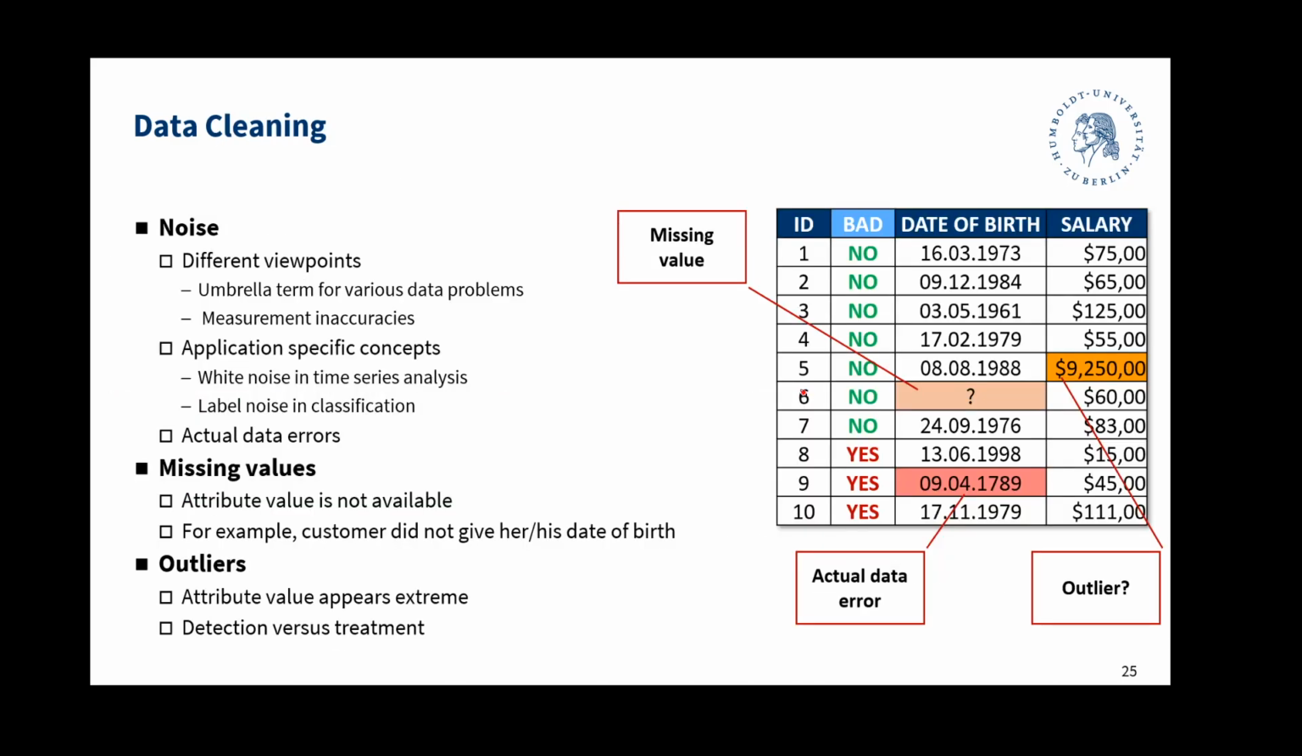But let's move on. Data cleaning. In a nutshell, we have to deal with noise in the data, missing values and outliers. And in my example on the right hand side, I am trying to sketch what these are. Missing values: no information available. We have a data set with a target, bad, so I'm once again in the space of credit scoring. Bad means a bad payer, a customer not paying back a loan. And as covariates, we see date of birth and salary, just examples, and one value for customer number 6, date of birth, is unavailable, a missing value.